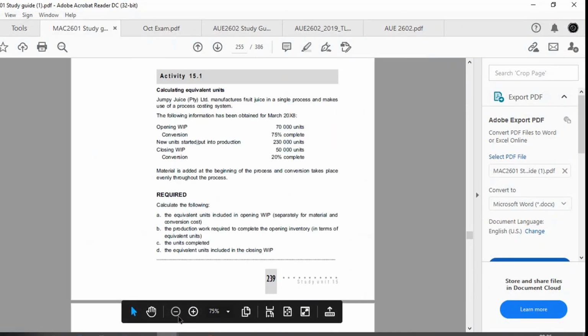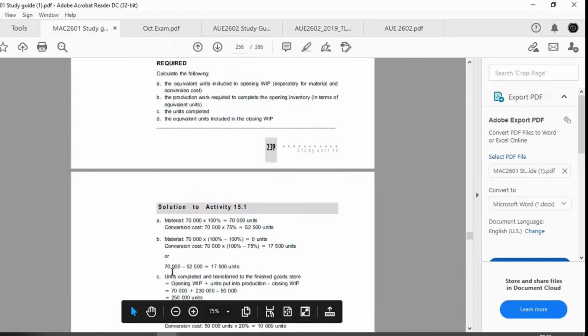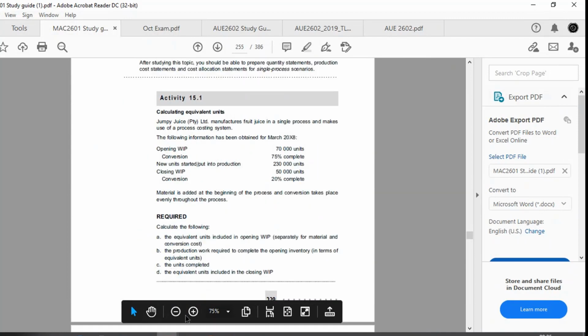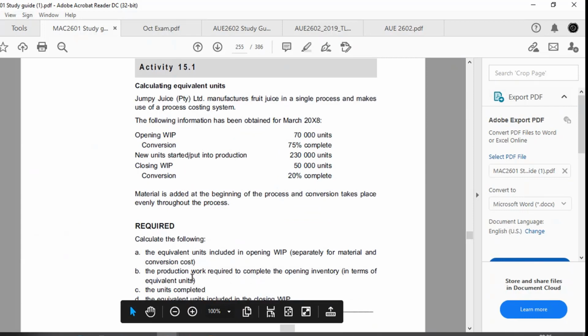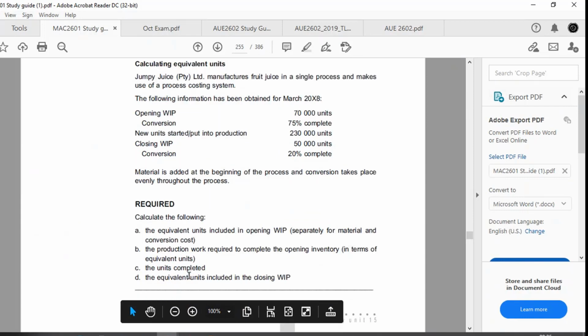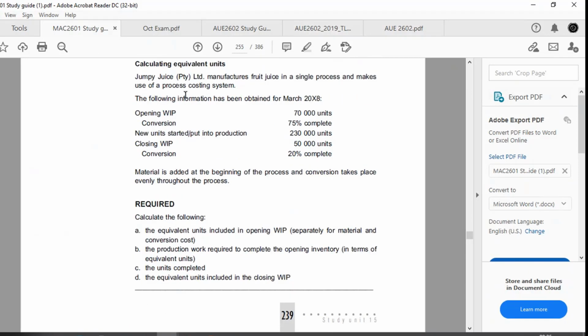Can you guys do this for me? It's quick, straightforward, 5 minutes tops, so we can do as we always do, just read through. I just want to see that you guys get what's being said or what you read. So activity 15.1, calculating the equivalent unit.